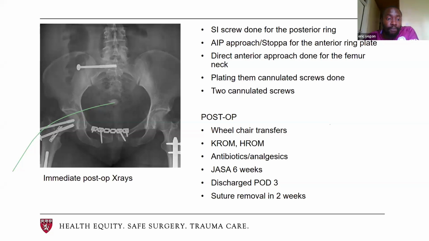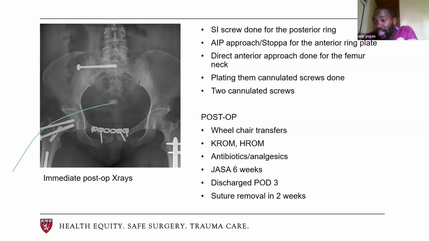So our reduction, it was 2 weeks out, so a little bit difficult, of course, given how long it was open. But we did a Pfannenstiel incision, direct, then opened the fracture and reduced. So we used the Young-Bluth clamp to try to bring that together.